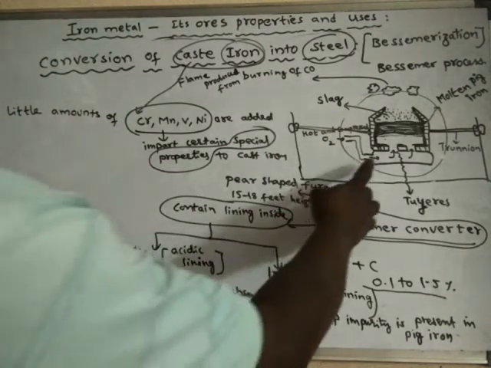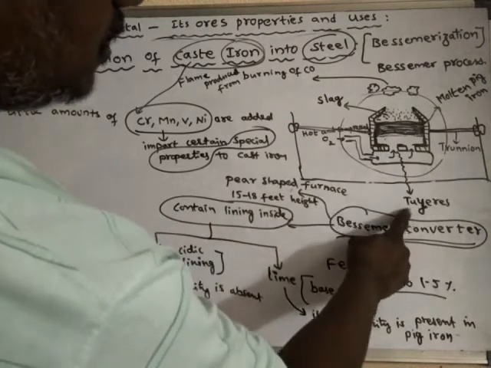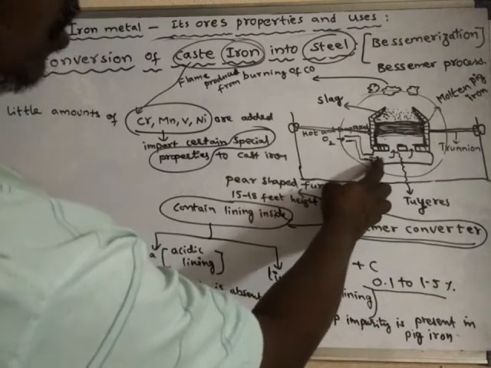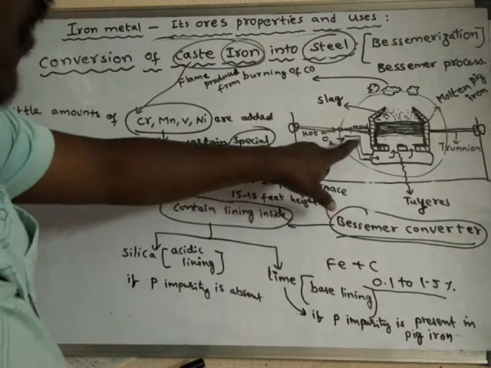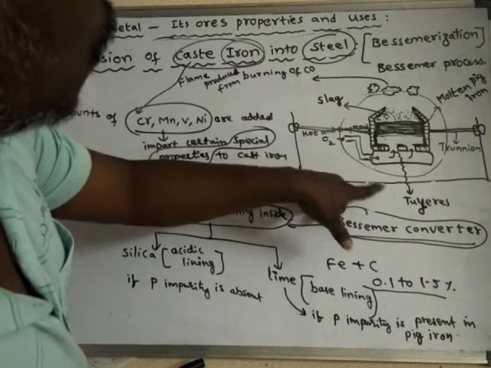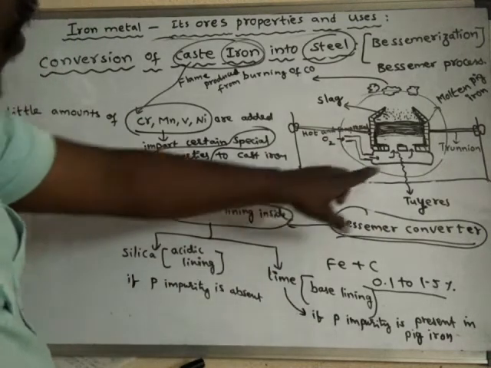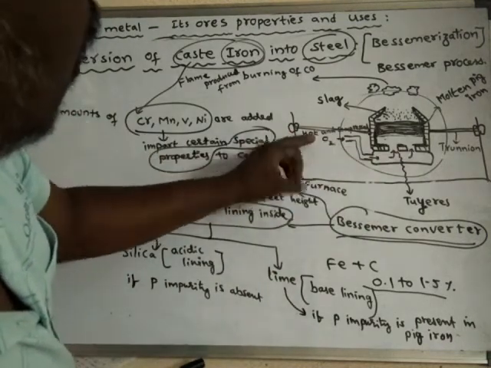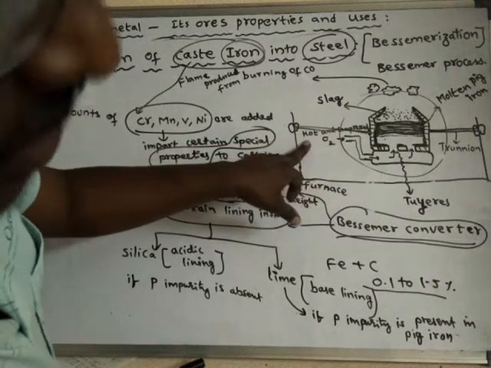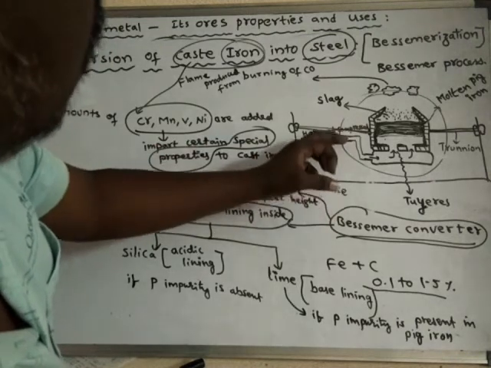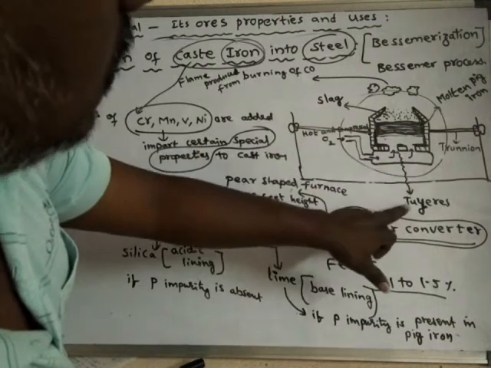And at the bottom of this Bessemer converter there are openings known as tuyeres. Through these tuyeres we supply hot and compressed oxygen. These openings are called tuyeres. What type of oxygen? It should be hot and it should be compressed. Hot and compressed oxygen is sent into this Bessemer converter through these openings known as tuyeres.